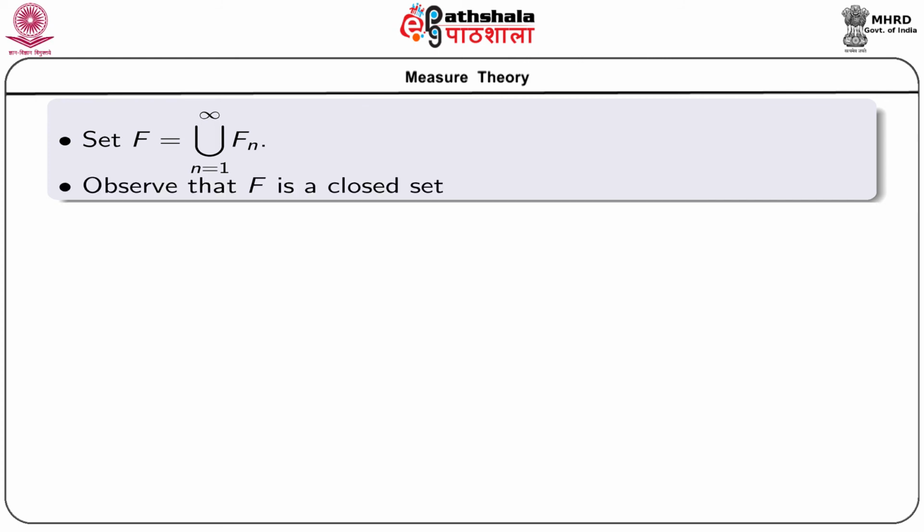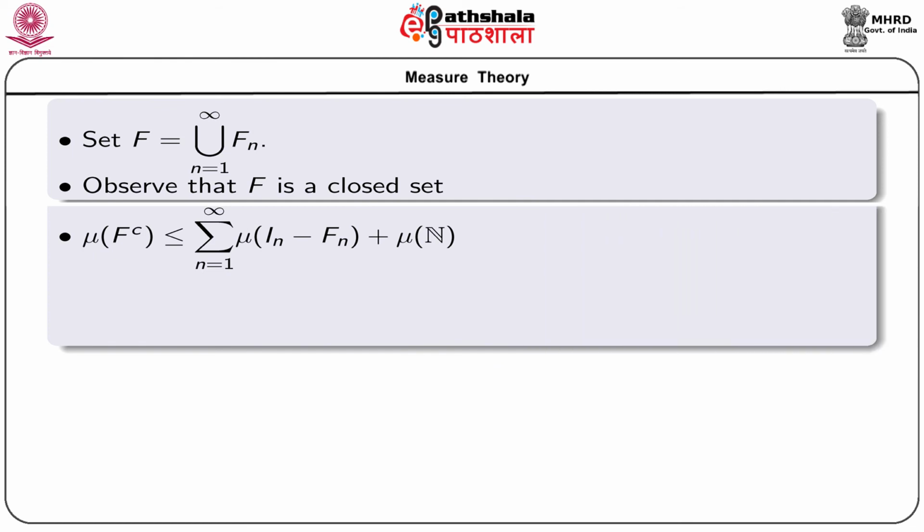Observe that capital F is a closed set, and if we consider mu of F complement, then this is less or equal to sigma n equal to 1 to infinity mu of I n minus F n plus mu of capital N, again using the countable subadditivity of the Lebesgue measure, and this is less or equal to sigma n equal to 1 to infinity epsilon by 2 to the power n, and this sum is equal to epsilon, because mu of N is already 0.